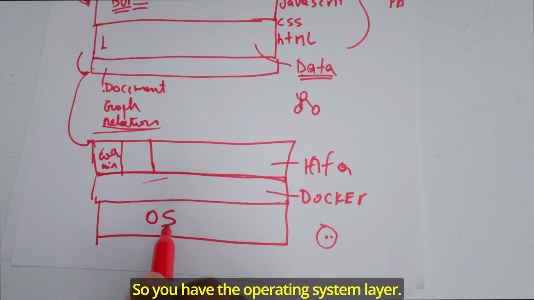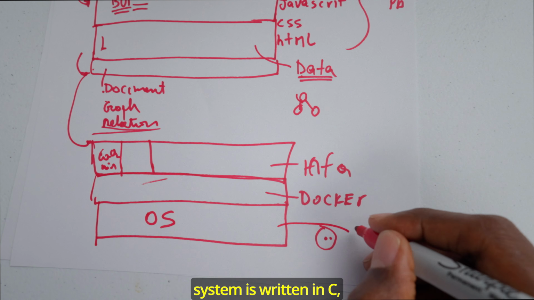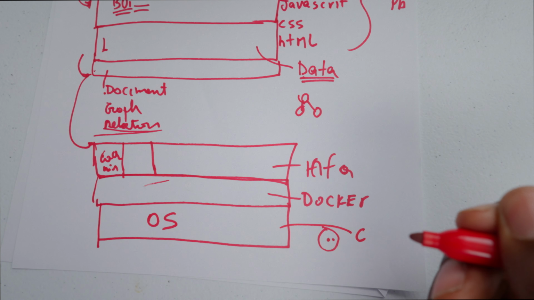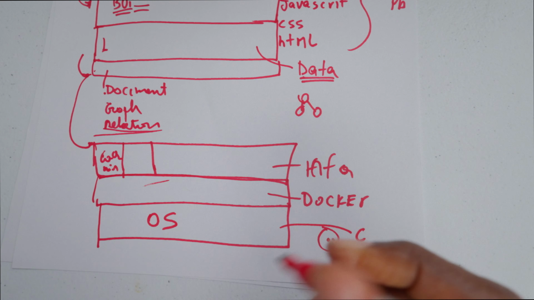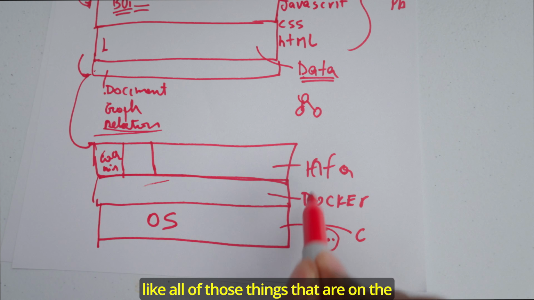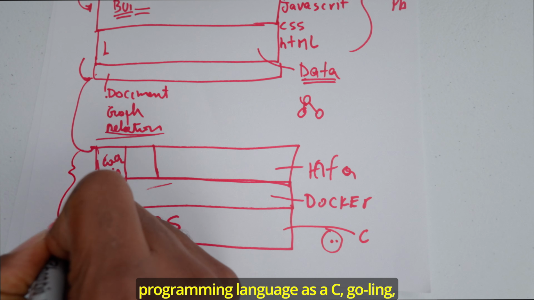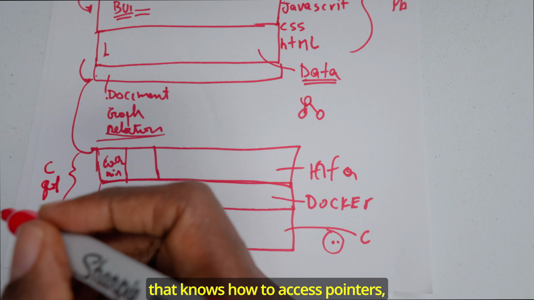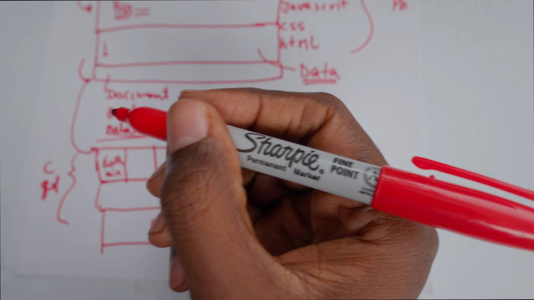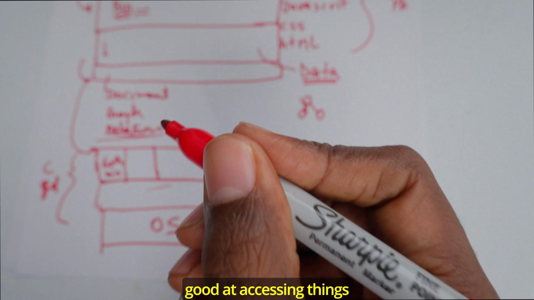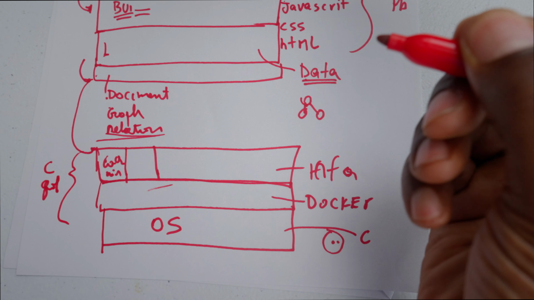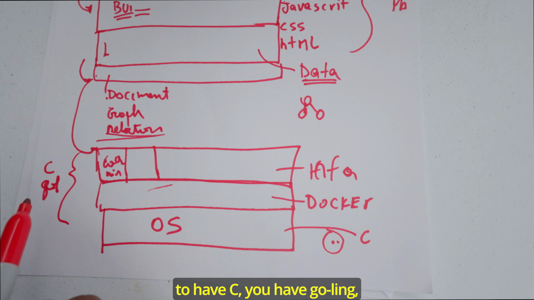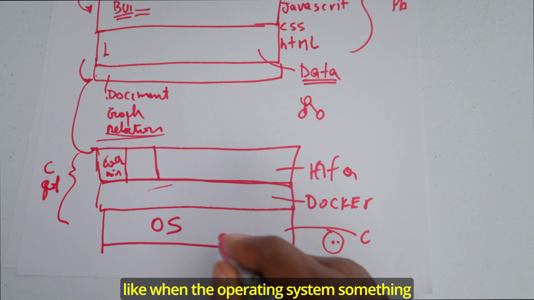So you have the operating system layer. Usually the operating system is written in C, because again, this tool makes it easier for you to have more control over the hardware. And all of those things on the infrastructure layer tend to be written in programming languages such as C and Golang. They are written in programming languages that know how to access pointers, and they are very good at handling things that are more complicated but give you more performance. So in this layer, you're going to have C, Golang, and assembly. Some parts of the operating system are written in assembly.